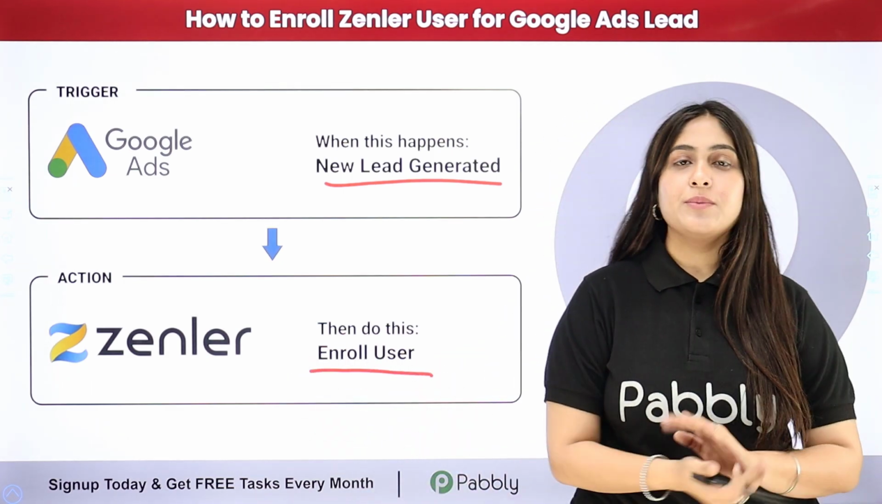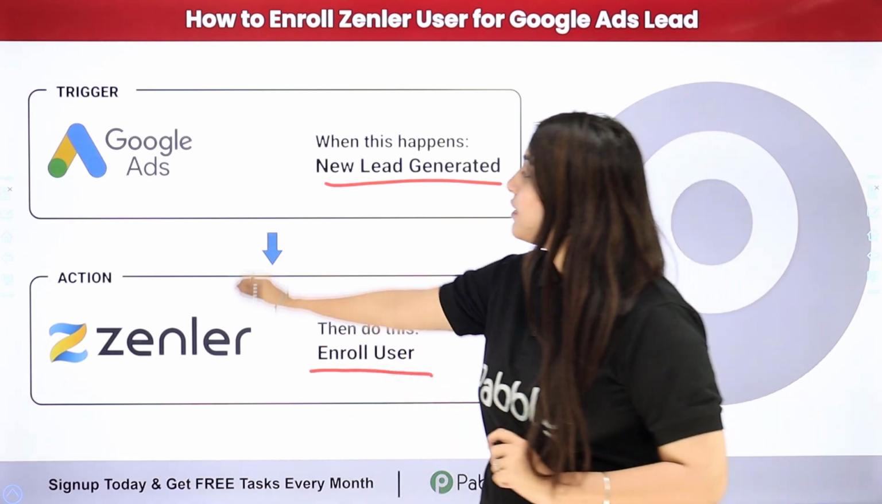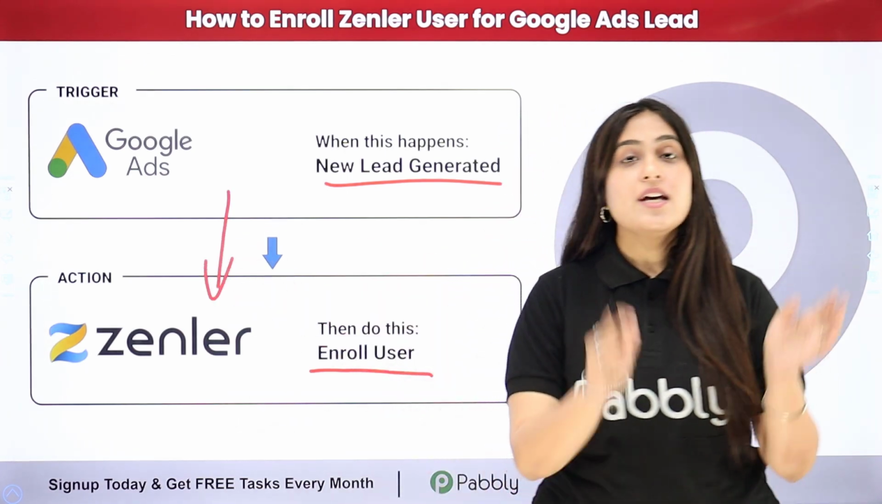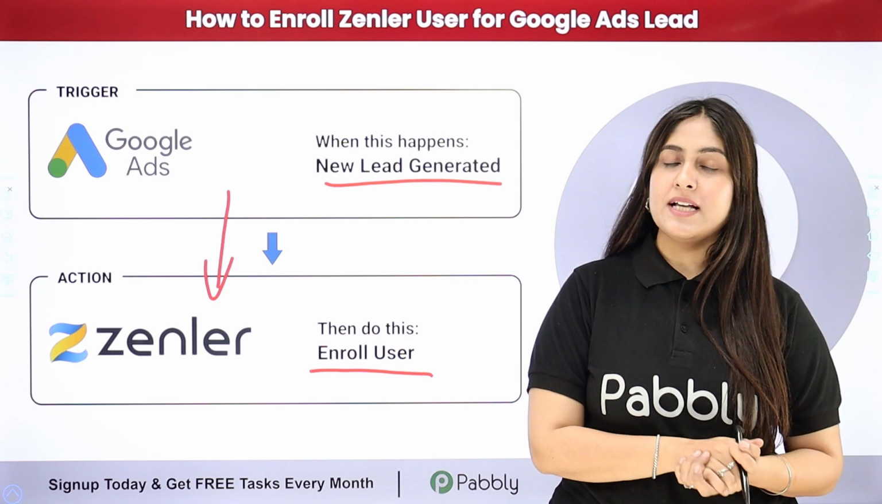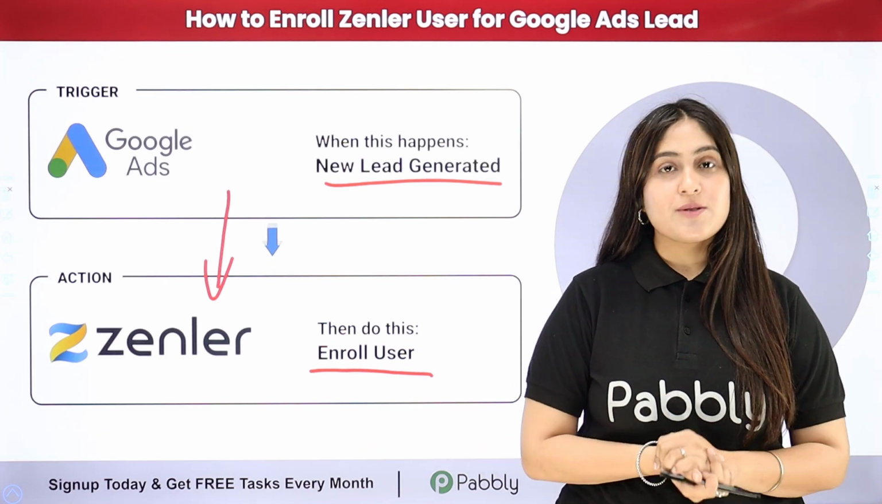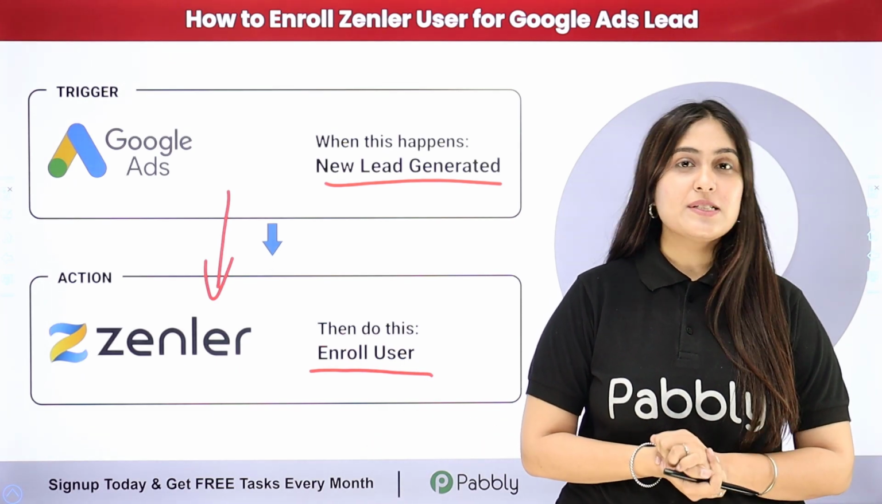So now here to automate the entire process, I need to connect my Google Ads with my Zenler account using an automation software named Pabbly Connect. So to learn this process step by step, let me take you to my screen.